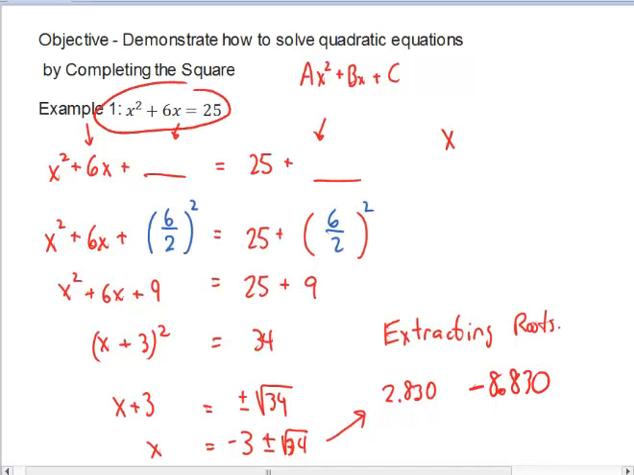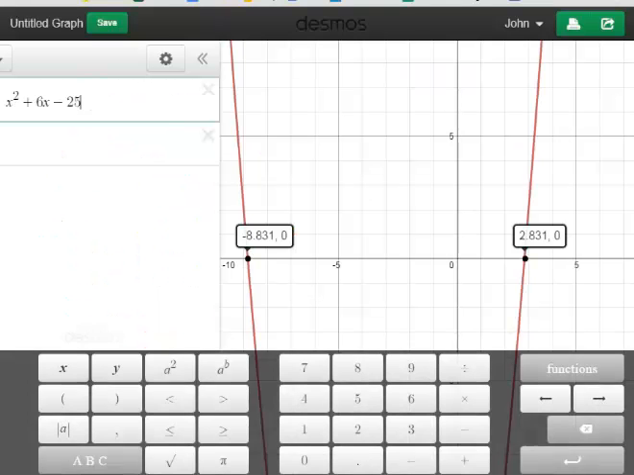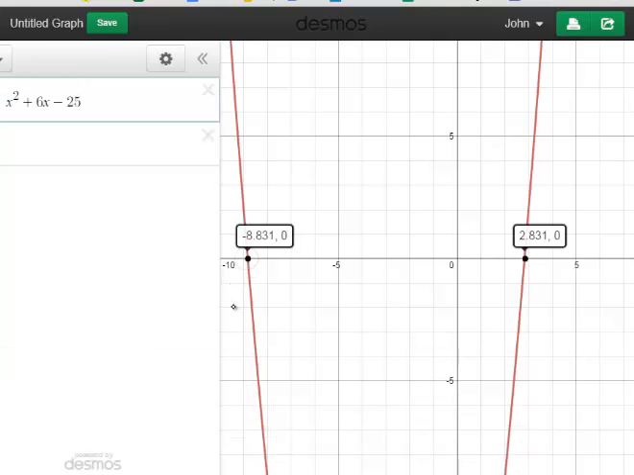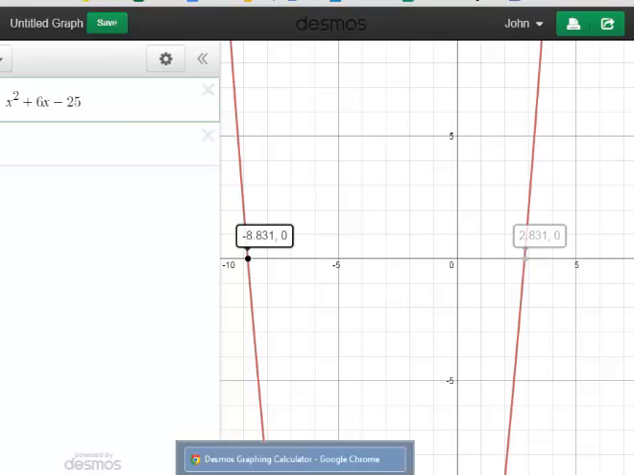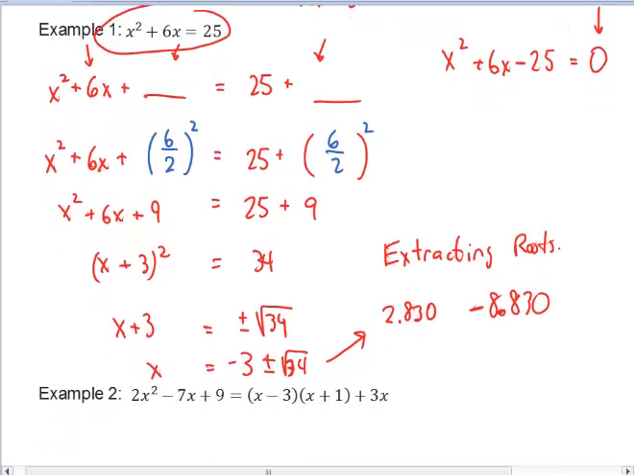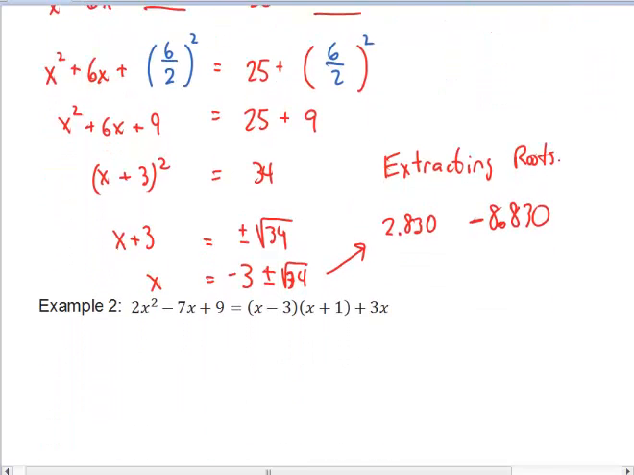I'm going to plot it as x squared plus 6x minus 25. I'm just going to move the 25 to the left by subtraction, and I'm going to look for where it equals 0. What I've already done is put it on the Desmos screen up here, and I'll highlight the function. You can see that I have one root, negative 8.831, and the other root of 2.831. So you can see that the completing the square method worked to find my zeros in a much more algebraic sense.